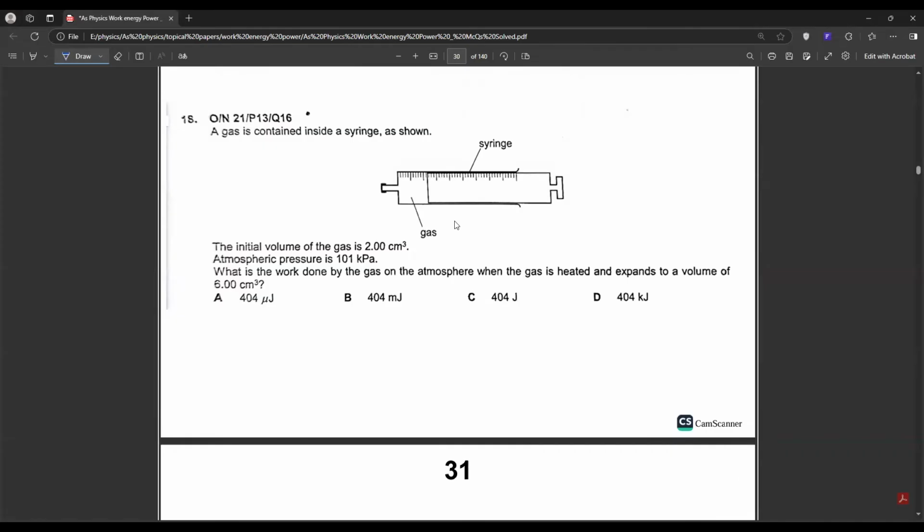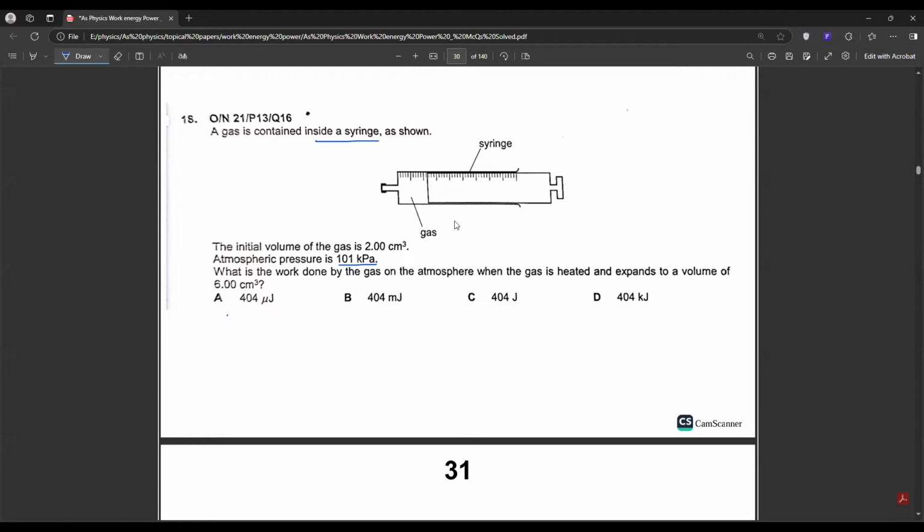A gas is contained inside a syringe as shown. The initial volume of the gas is 2 centimeter cube. Atmospheric pressure is this. What is the work done by the gas on the atmosphere when the gas is heated and expands to a volume of 6 centimeter cube?